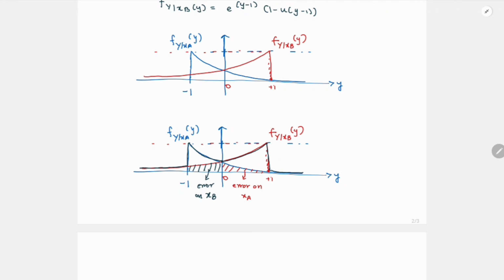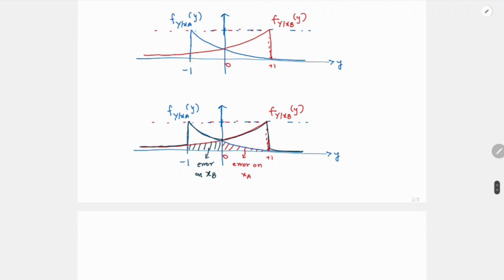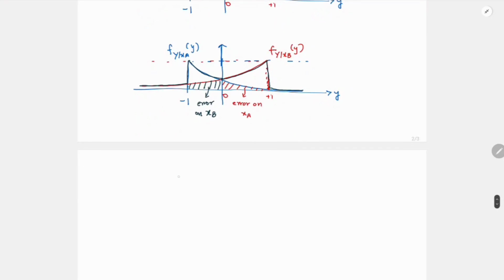Now in all systems we cannot get rid of this error. We can only make it arbitrarily small. So only from -1 to 0 you are making an error on xb, and 0 to +1 you are making an error on xa. So now can we calculate the probability of error? So probability of error is, first you also need to give the probability of xa: the transmitter sending an xa, and then we are making an error on xa. That is the probability of error, right?